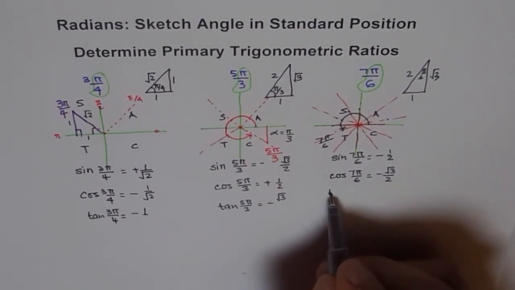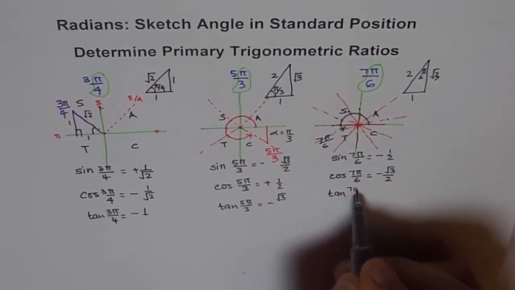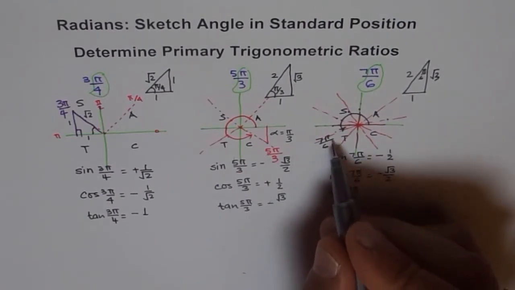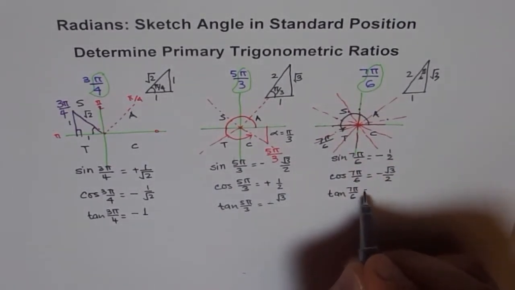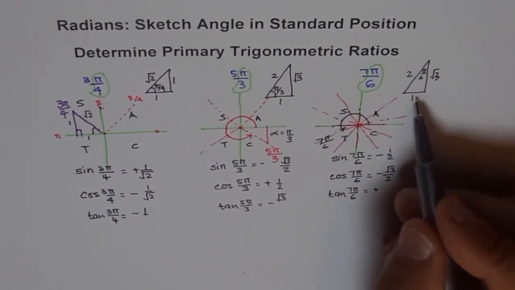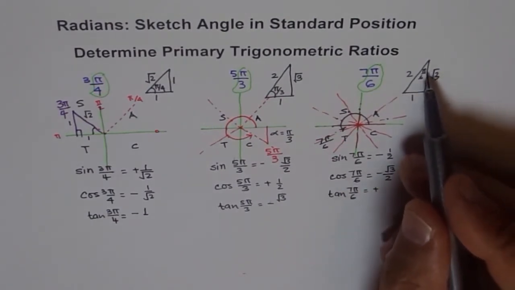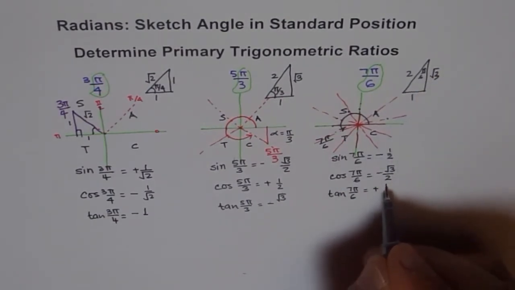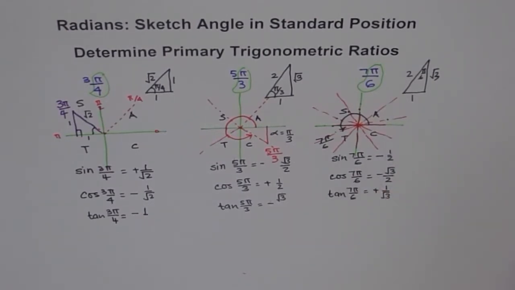How about tan 7 pi by 6? In this quadrant 3, tan is positive. So it is positive, and for pi by 6, it is 1 over square root 3. Opposite side is 1. Do you see that? So these are our solutions.